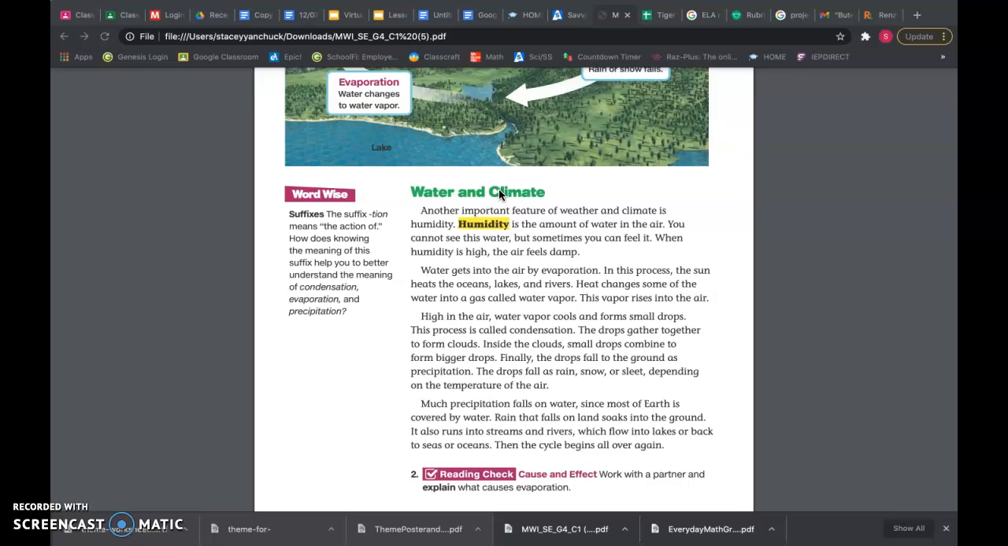Most precipitation falls on water, since most of the Earth is covered by water. Rain that falls on land soaks into the ground. It also runs into the streams and the rivers, which flow into lakes or back into seas or oceans. Then the water cycle begins all over again.